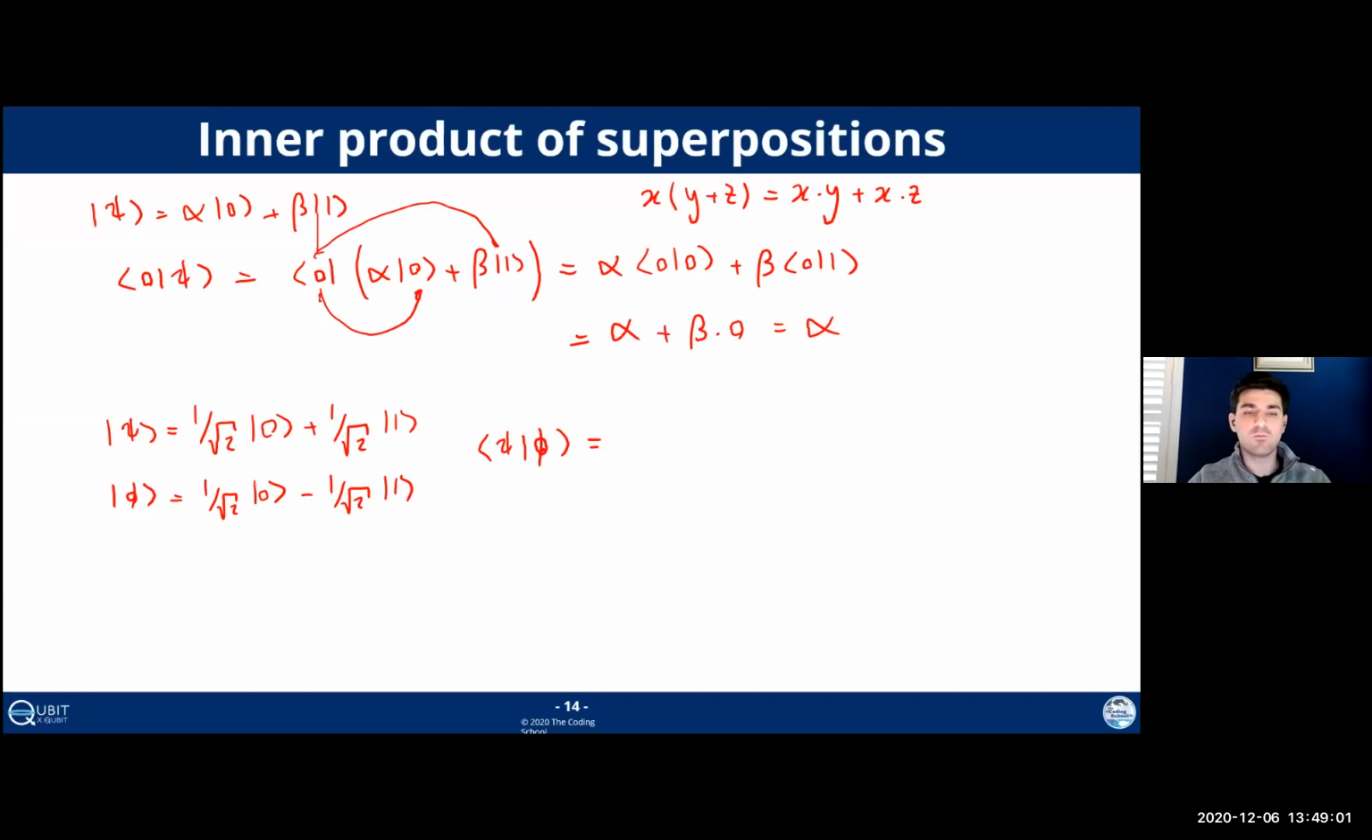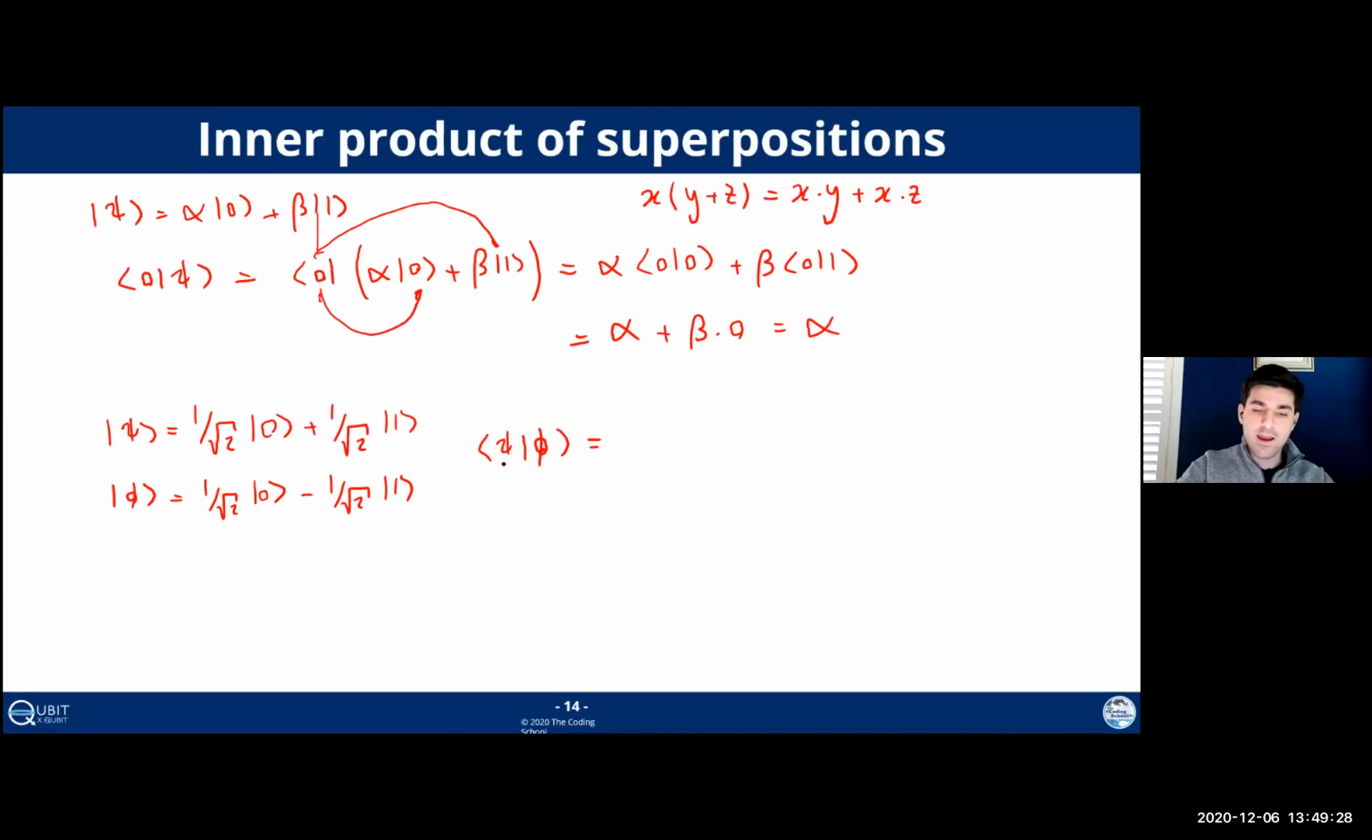And for the second one, we're going to do it in two ways. We're going to do it using the bracket notation, which is something that hopefully you'll get comfortable with, and then we're also going to do it just using vector multiplication. Okay, so maybe let's start by doing this using vector multiplication.